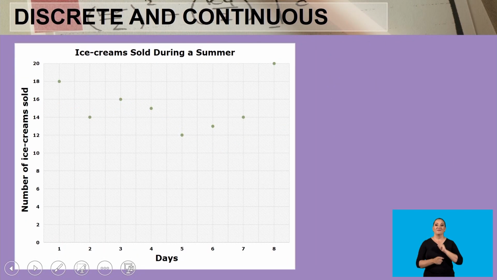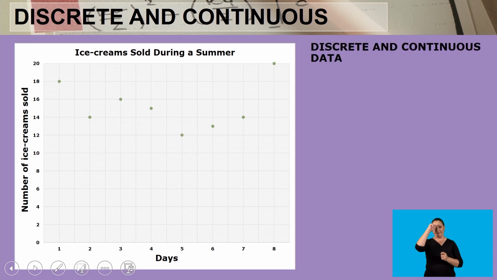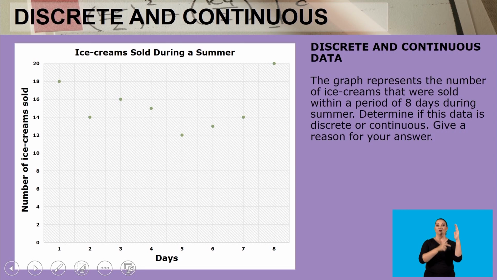Let's look at our last graph for our lesson today, and this is the ice creams sold during a summer day. So again, the graph represents the number of ice creams that were sold within a period of 8 days during summer. Determine if this data is discrete or continuous and give a reason for your answer. So we can see that on the first day, they sold 18 ice creams. On the second day, they sold 14 ice creams, and so on and so forth. Right up until 8 days, it is represented how many ice creams were sold on each day.